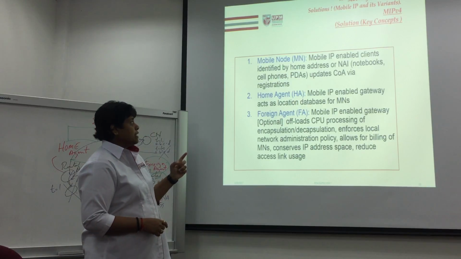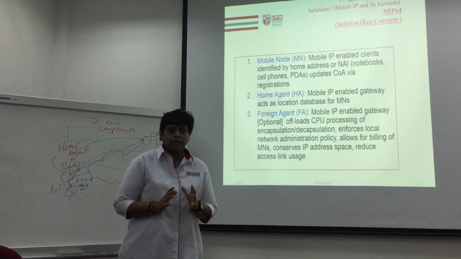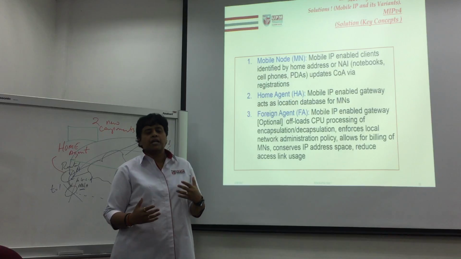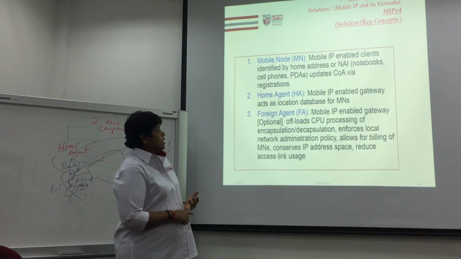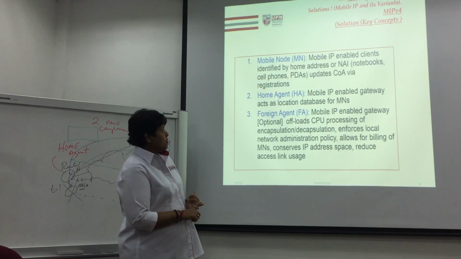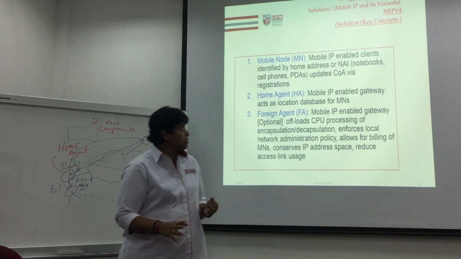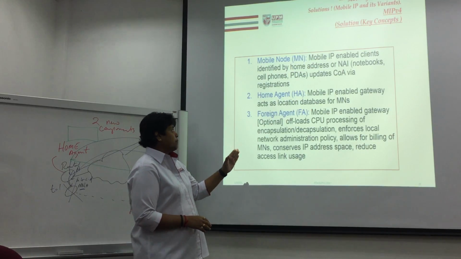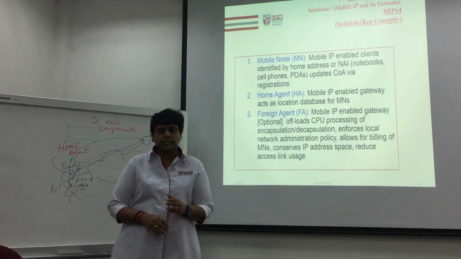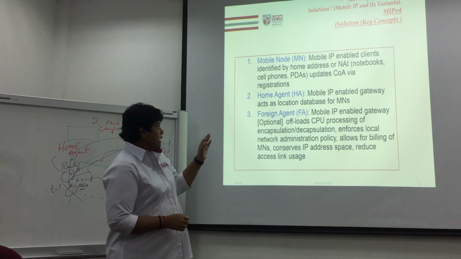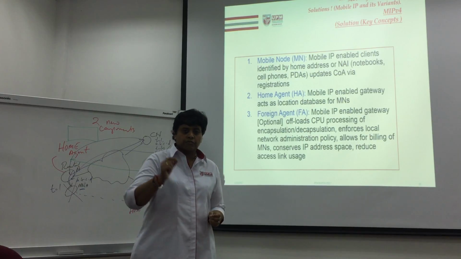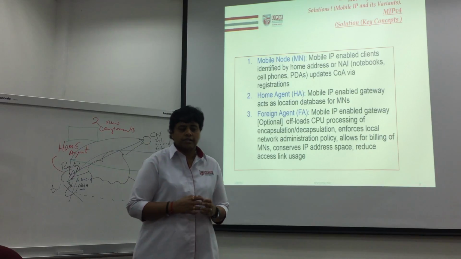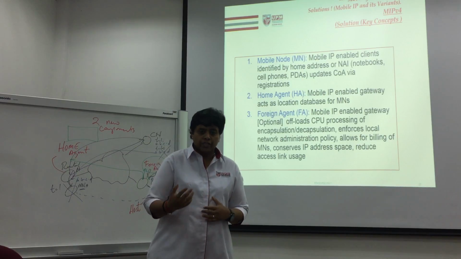Now we're looking at this concept so you can understand the Mobile IPv4 solution for mobile IP management. It involves the mobile node itself, and a new concept called the home agent, which is the mobile IP enabled gateway that acts as a location database of the mobile nodes, and then you have the concept of the foreign agent, which uses the care of address.